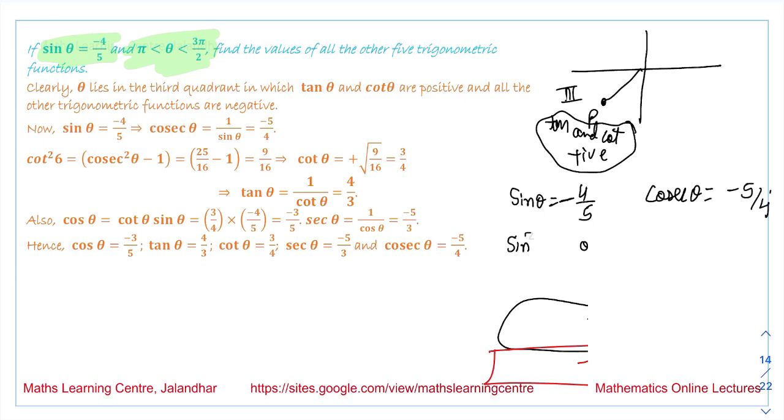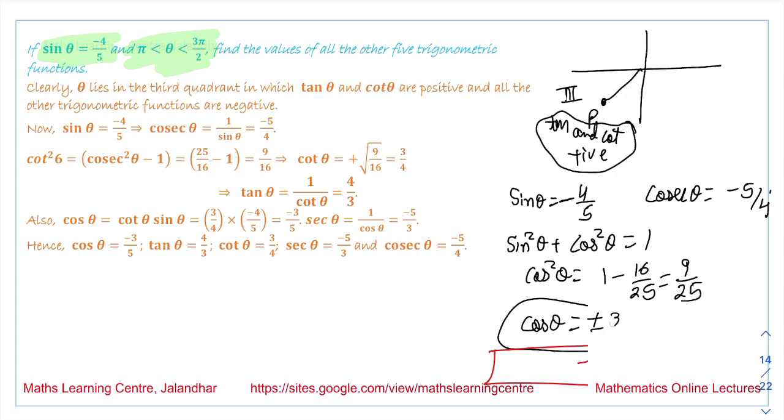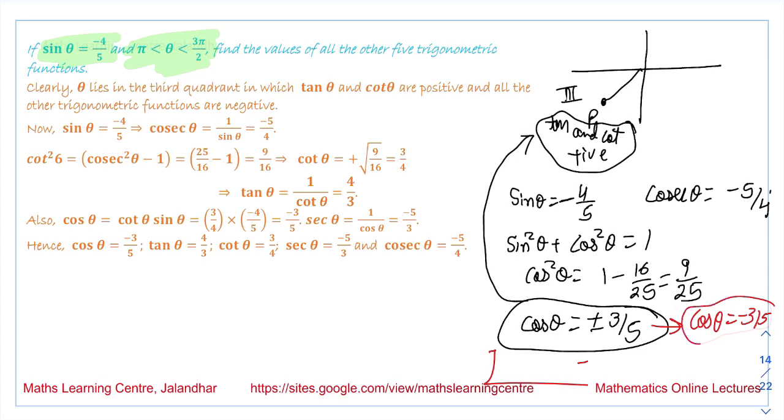Now sine square theta plus cos square theta is equal to 1. So we get cos square theta is equal to 1 minus 16 by 25, that is equal to 9 by 25. So the value of cos theta is plus minus 3 by 5. As this point is lying in the third quadrant, we get that cos theta is equal to minus 3 by 5. So the value of secant theta will be minus 5 by 3.